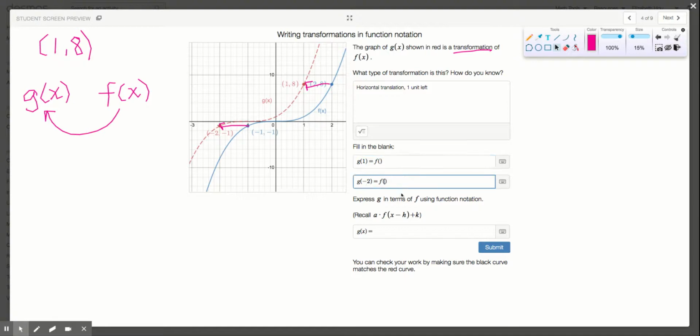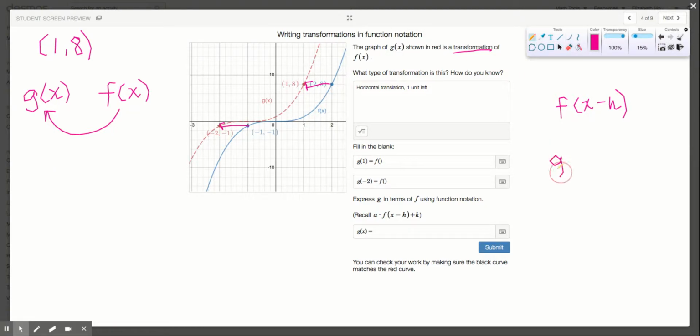Now, the reason I gave you these fill in the blanks is because I think this helps us to think a little bit about what's happening. Because generally horizontal changes, that means it's happening inside the argument, and those are the hardest to think about. So they're definitely not nearly as obvious. So to get g of 1, g of 1 is 8. That's equal to, so let's write that down, g of 1 equals 8.